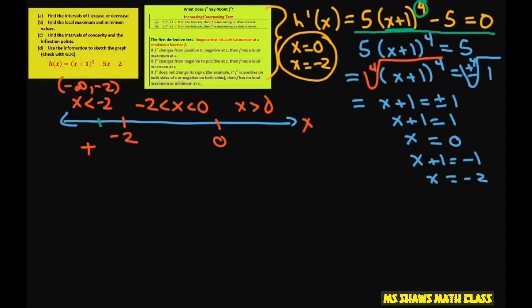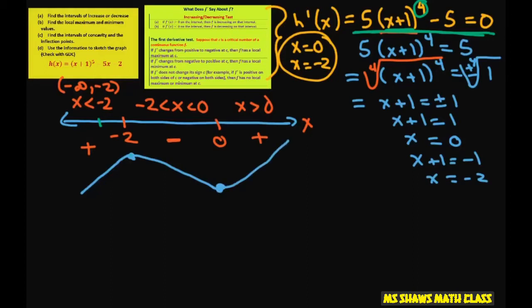And then let's plug in negative 1. If I plug in negative 1 here, I'm going to get 0. 0 times 5 is 0, minus 5. So that's going to be negative. And if I plug in 1, I'm going to get positive. So I just took this equation and plugged in values greater than 0. So basically this means that it's going to be increasing to negative 2, decreasing to 0, and back to increasing.